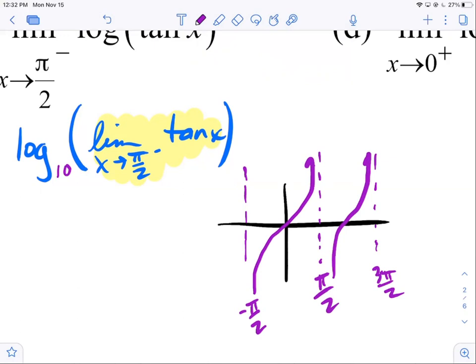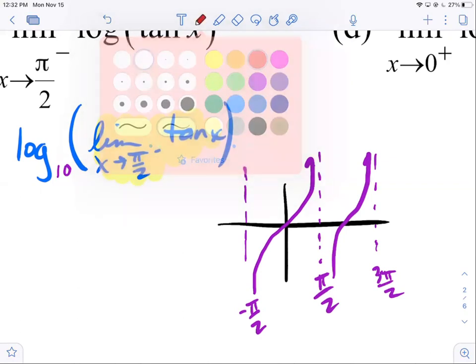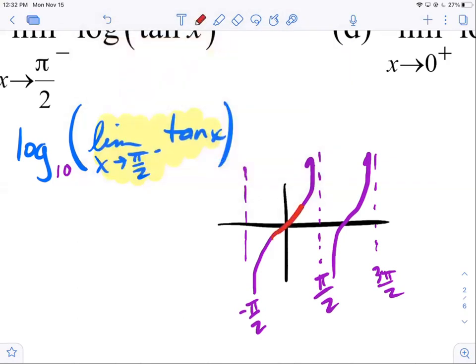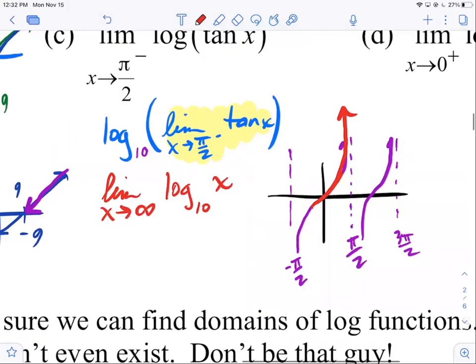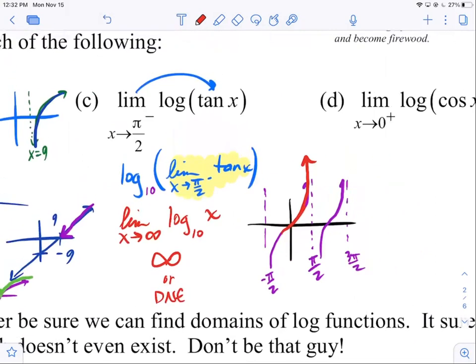So what is the limit as we approach pi halves from the left? It's going to infinity, right? It's going to infinity. So that would be the same thing as saying, what would be the limit as x goes to infinity of log base 10 of x. But what does that answer? In other words, what's log of infinity? It's going to infinity, right? Or DNE. Yeah. Divide and conquer, right?